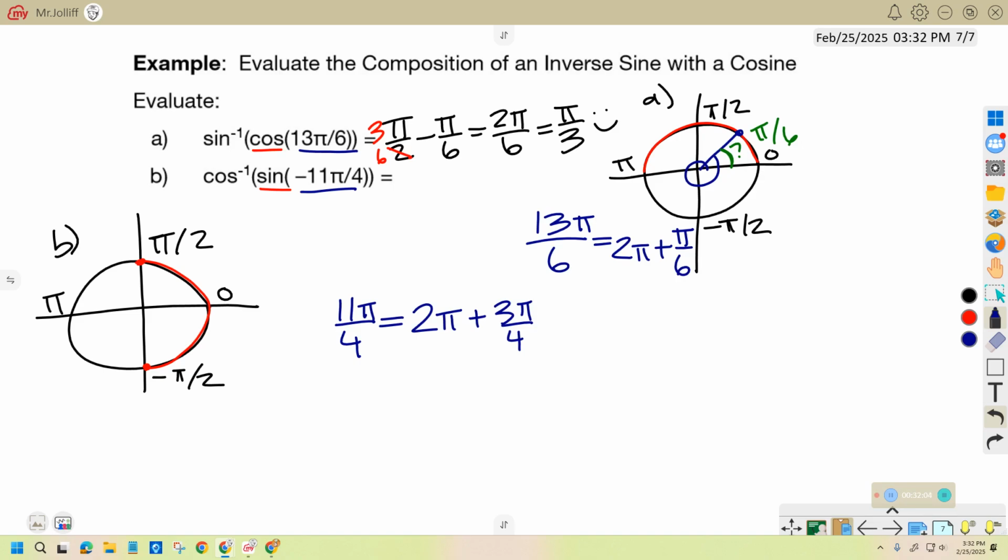So I know when I graph, I'm going to go clockwise instead of counterclockwise. Start at positive x, go clockwise like the hands on a clock would. 2 pi is a full circle, so I'm going to make a full complete loop, and then an additional 3 pi over 4. So I'm going to start here. I make a full loop, so I'm back on the x-axis. Another 3 pi over 4. 2 pi over 4 is here. 3 pi over 4 is here. So that is where negative 11 pi over 4 puts me.